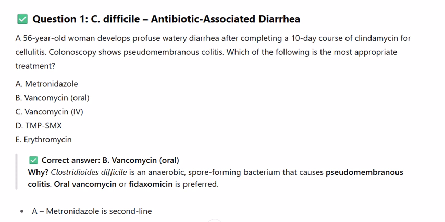A. Metronidazole, B. Vancomycin oral, C. Vancomycin IV, D. TMP-SMX, E. Erythromycin. Correct answer, B. Vancomycin oral. Why?